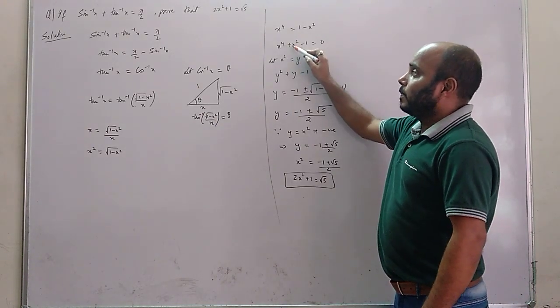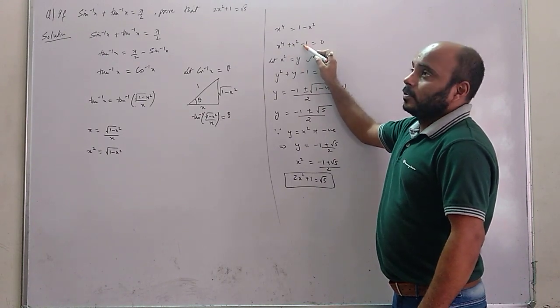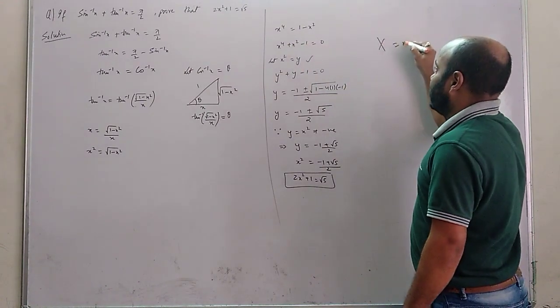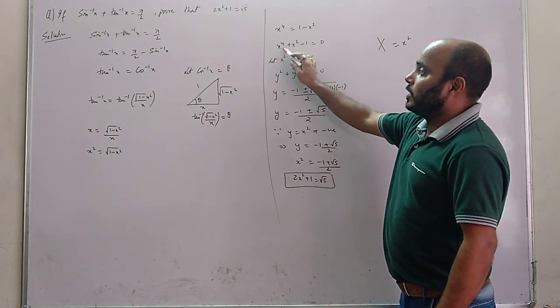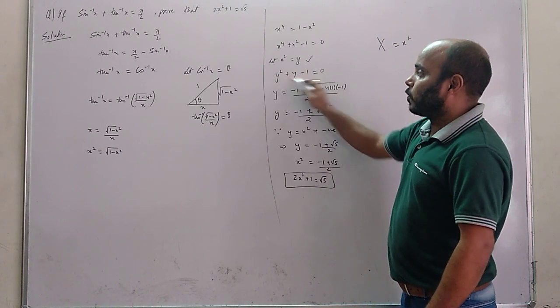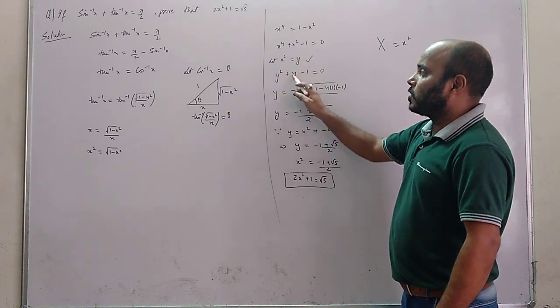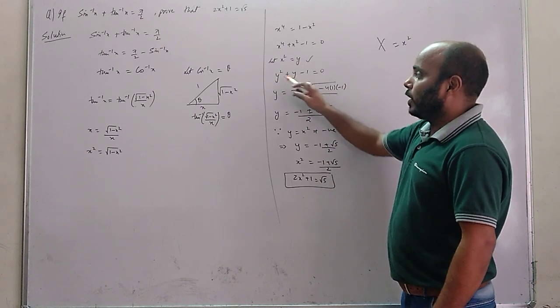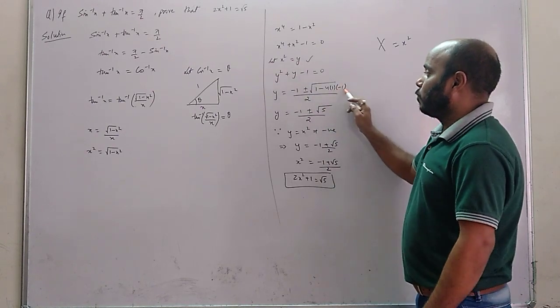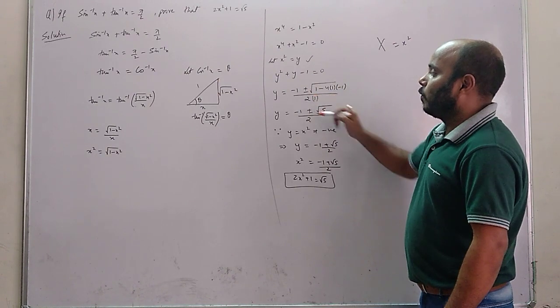See, x square plus x minus 1, where capital X is x square. It's the equation. So I am considering x square as y. So y square plus y minus 1. This is the quadratic equation. So what is y? Minus b. What is b? 1. Plus minus under root b square, 1 square is 1, minus 4ac, a is 1, c is minus 1, by 2a, a is 1.